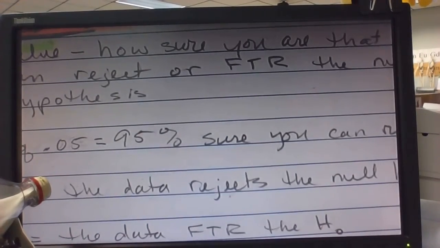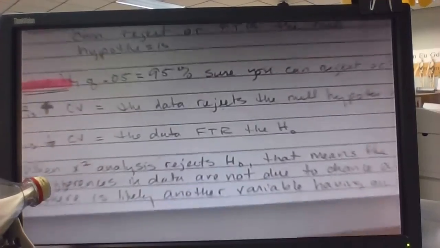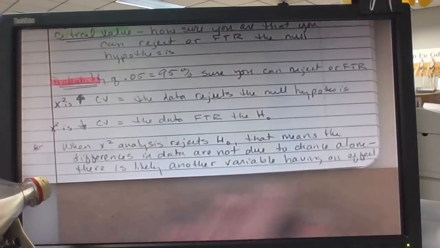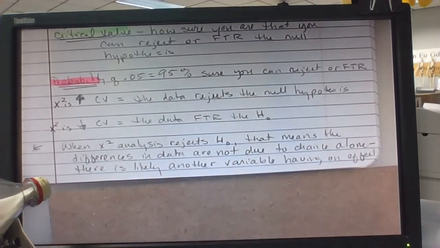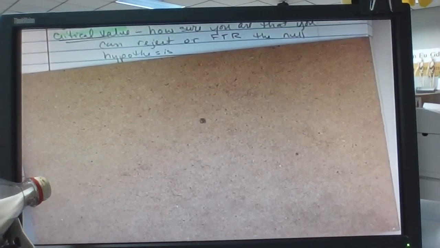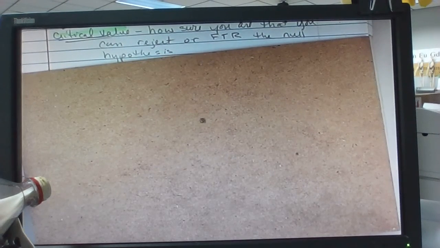Okay, so add this last little bit of information. When a chi-squared analysis rejects the null hypothesis, that means that change in data, 45-55, indicates there is some other outside factor maybe having an influence on it. Some variable that maybe you didn't control, that you didn't realize you needed to control. So if there is a statistical significance in that data, something is biasing or influencing that data.